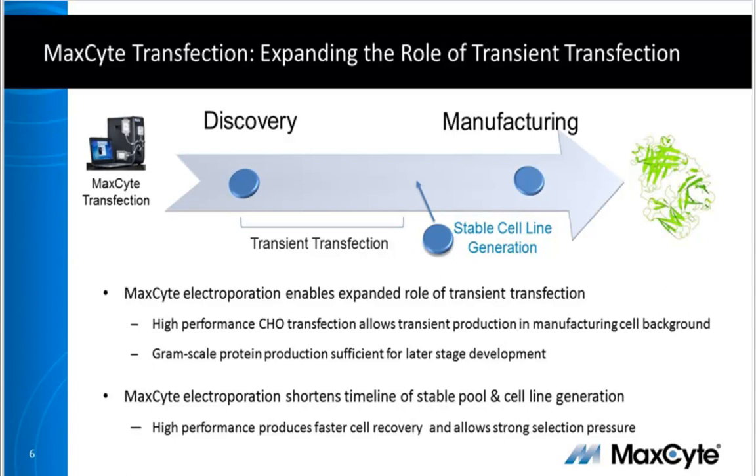Additionally, the high performance of Maxcyte Electroporation can significantly reduce the time needed for cell recovery during selection and create stable pools enriched for high producers. In this way, Maxcyte Electroporation accelerates biotherapeutic development not only through high-titer transient protein production, but also by streamlining stable pool and stable cell line generation.